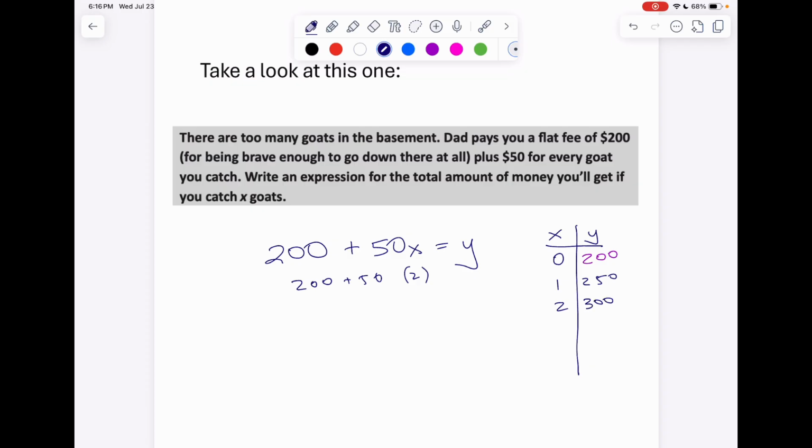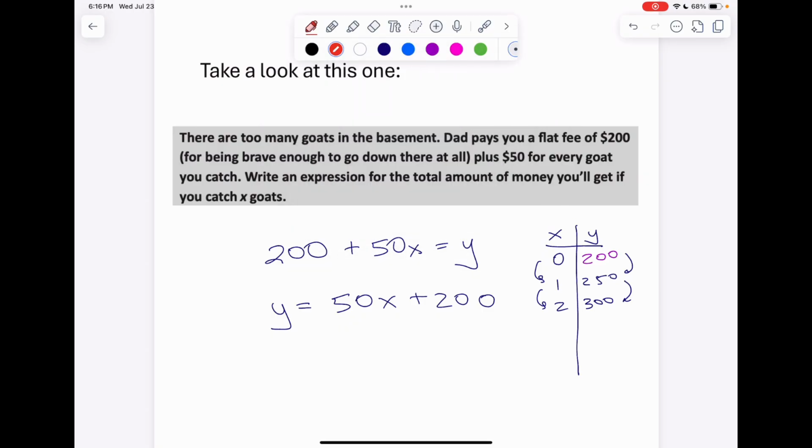We can do this all day long, but please notice, every time I catch another goat, my Y value goes up by 50, which makes sense because I'm getting $50 for each goat. So let's analyze this equation. I'm going to rewrite this as Y equals 50x plus 200. Now it looks an awful lot like an equation that we were just looking at, y equals mx plus b. We can see that the m is our slope and our b is our y-intercept.